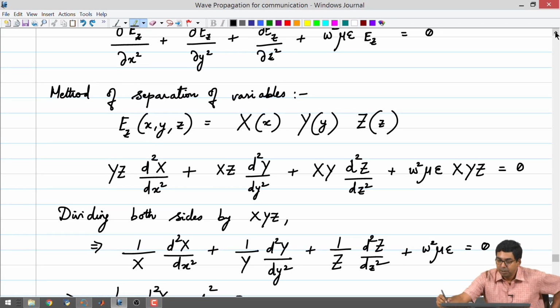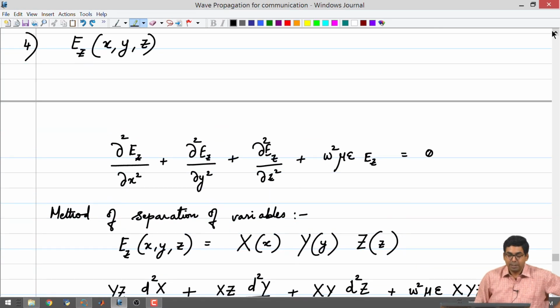So, we had dou square Ez by dou x square plus dou square Ez by dou y square plus dou square Ez by dou z square plus omega square mu epsilon Ez is equal to 0. This is the original equation that we started this derivation with. So, you can go back and substitute. One of the things that you could say is I am verifying if Ez is a valid solution, whether it is satisfying the equality, whether the right hand side equal to 0 means that the left hand side should become equal to 0, correct. So, you could go ahead and substitute, it will be a lengthy process.